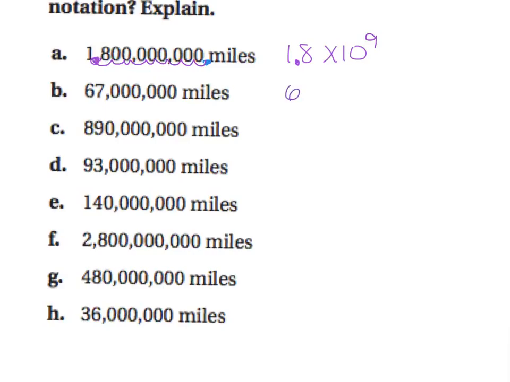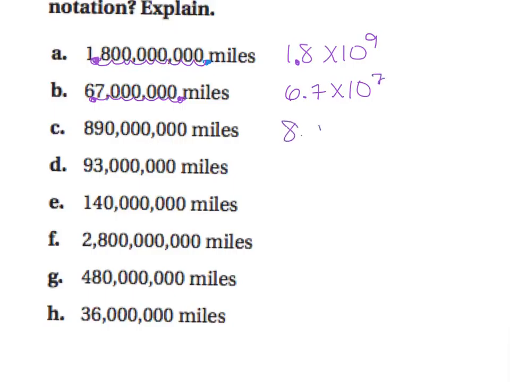Okay, the next one, we have 67 million. Well, that's going to be 6.7, because I need one digit in front, times 10 to what power? Well, we put the decimal here, but the original was here, and I'm trying to figure out how to get back to the original, so we have to go to the right, which means positive, right, because to the right makes it bigger. And we got 1, 2, 3, 4, 5, 6, 7. So it's an exponent of a positive 7.